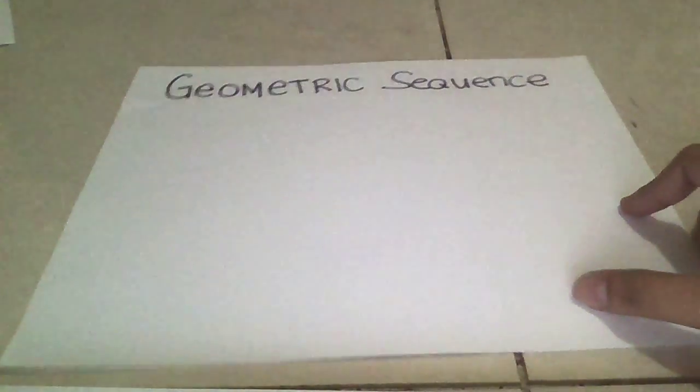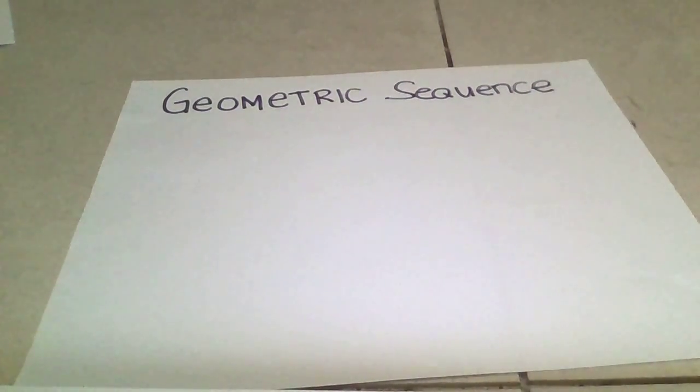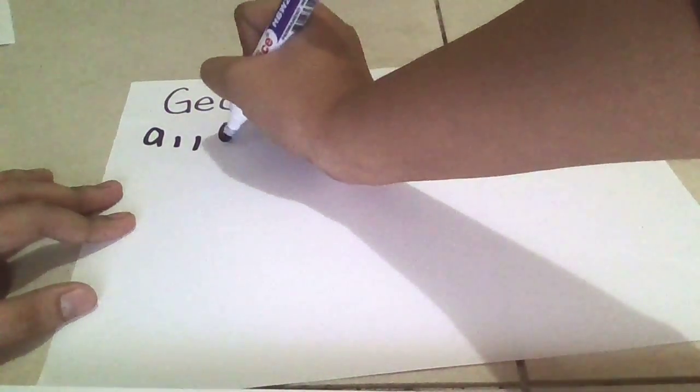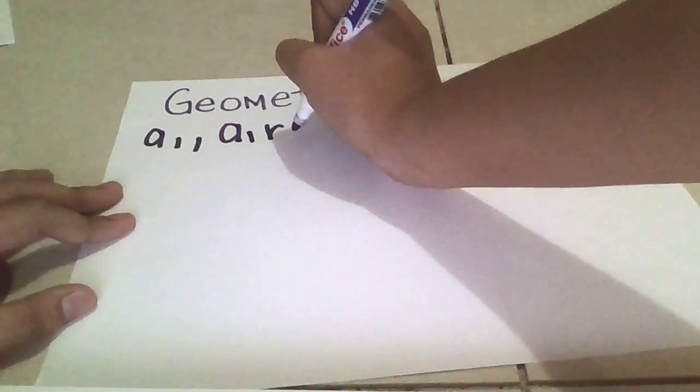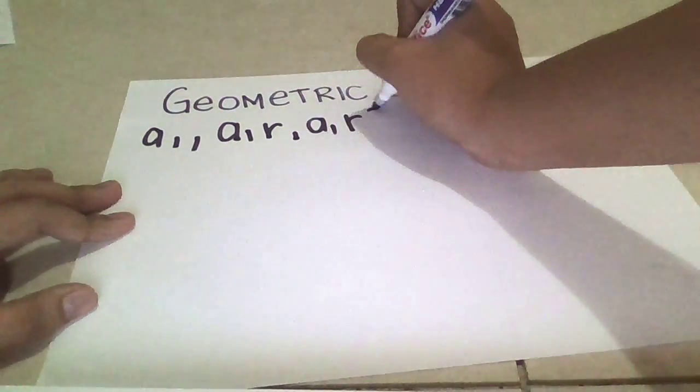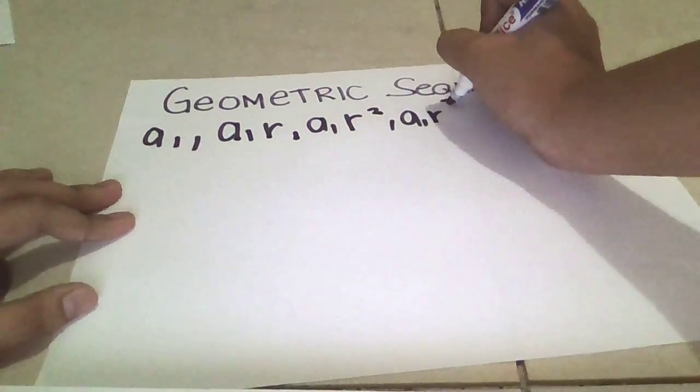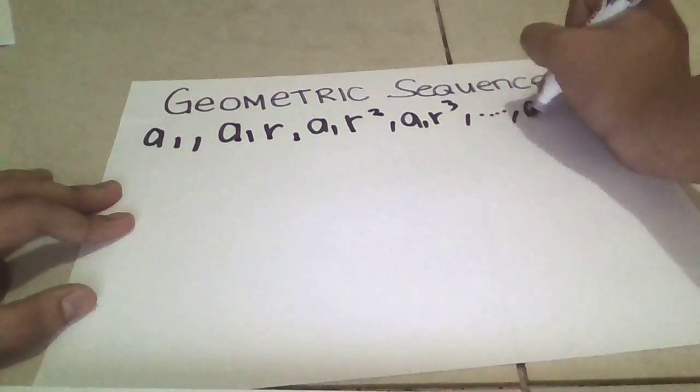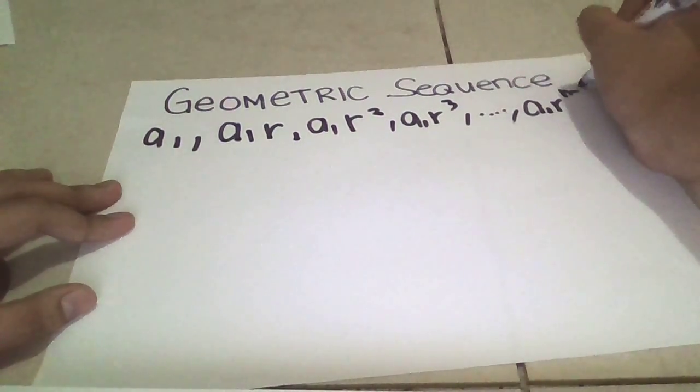The next sequence is the geometric sequence. A geometric sequence is a sequence in which every term after the first is obtained by multiplying a fixed number to the preceding term. The fixed multiplier is called the common ratio and is denoted by r. So the geometric sequence is denoted by a sub 1, a sub 1 r, a sub 1 r squared, a sub 1 r cubed, and so on till a sub 1 r^(n-1).